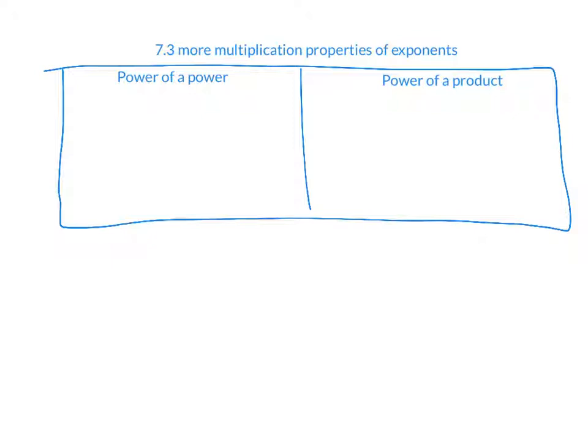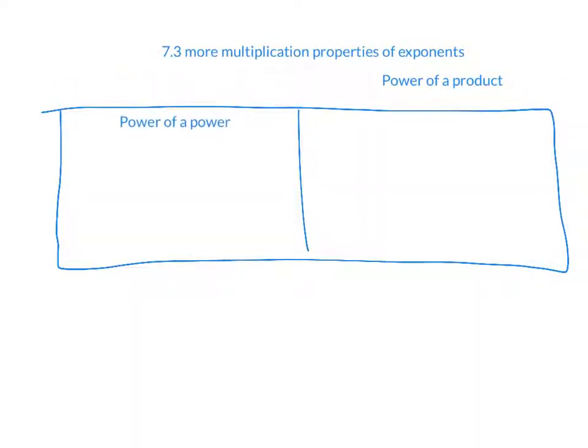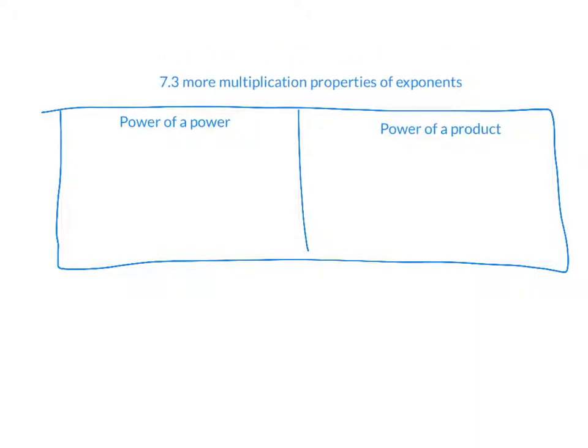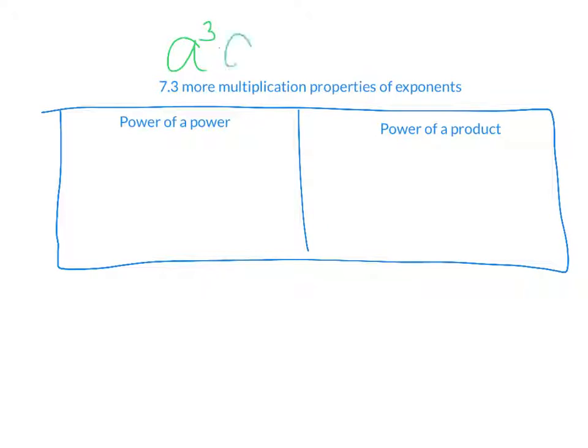And yesterday we learned that if you multiply powers that have the same base, you add their exponents. So what yesterday looked like a cubed times a to the 5th. Okay, and my rule said we add the exponent, so it should be a to the 8th.